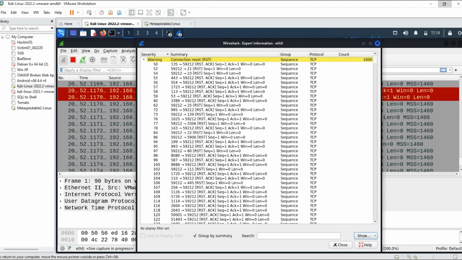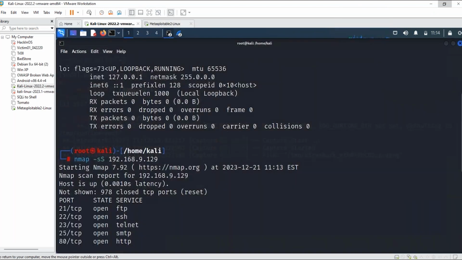And a lot of reset flags are there. Reset flags are being sent. It means someone is trying to abruptly close the connection. So what happens when you perform nmap? When you are performing scanning, the attacker was performing scanning.